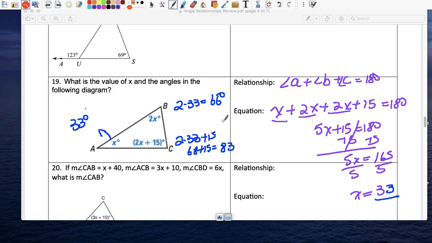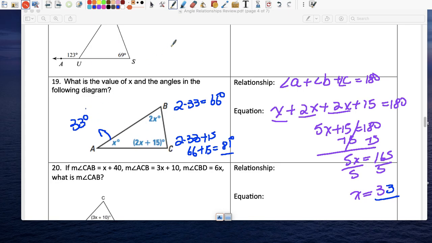And it's also wrong. What am I doing? 66. Oh my god. All right, need a break. So 2 times 33, 66 plus 15, and that's 81. That's much better.